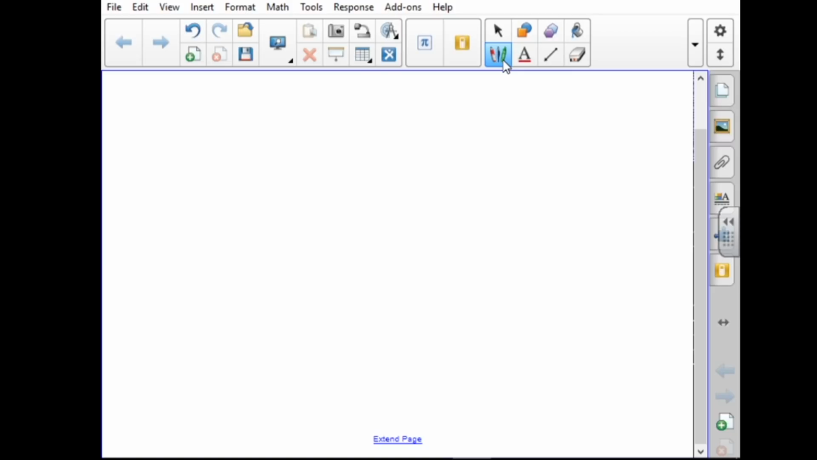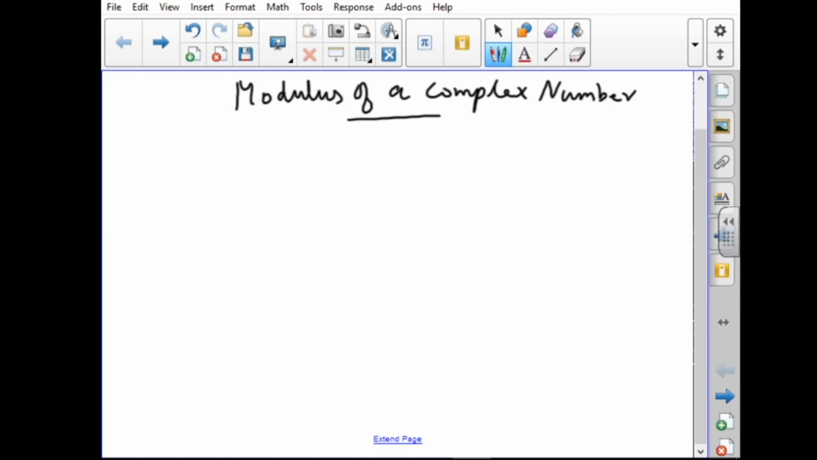Good morning, students. We have seen the properties of a modulus of a complex number. So, we will recall the properties of the modulus of a complex number now. We have seen these properties already.